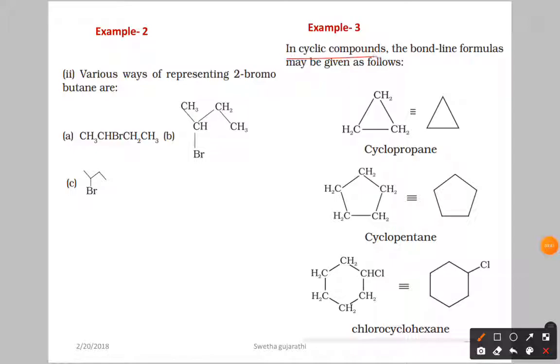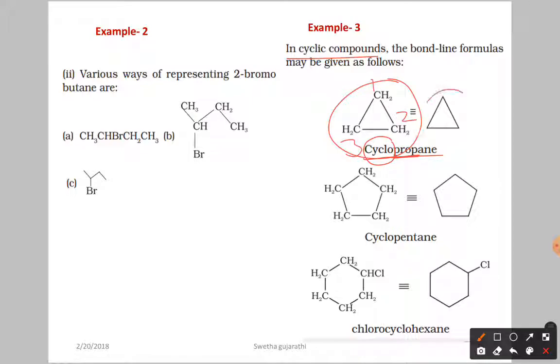Next we have cyclic compounds. Cyclic compounds means we have a ring. Here you can see cyclopropane. Cyclo means ring, propane means we have 3 carbon atoms. Don't worry about this; we are going to discuss the nomenclature in detail. So here we have cyclopropane, with first, second, third carbon atoms.